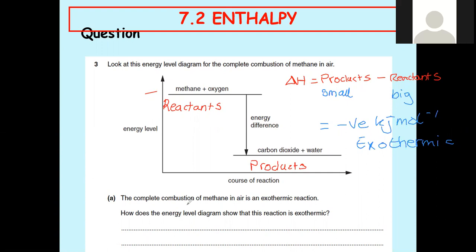We're then told the complete combustion of methane in air is an exothermic reaction. Nice. We've just said, looking at this, it looks like an exothermic reaction because of the energy level diagram. How does the energy level diagram show that this reaction is exothermic? So this is where you want to think about discussing this equation. We could talk about the size of the numbers, our energy difference, or we can show here that our energy difference will be a negative value, because we've got energy loss to surroundings.